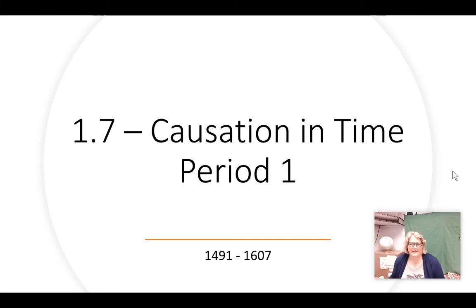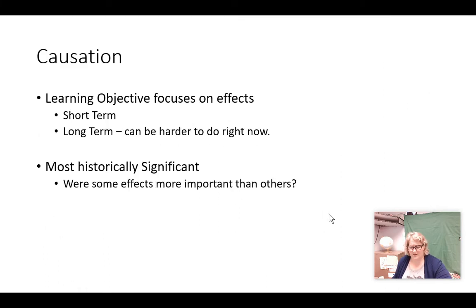So the learning objective for this topic is to analyze the effects of transatlantic voyages from Europe. What were the effects of these European voyages into the New World? When we are using the skill of causation in history, you're going to be asked to focus on either causes or effects. None of your objectives will say, explain the causes and the effects. So this learning objective focuses on effects.